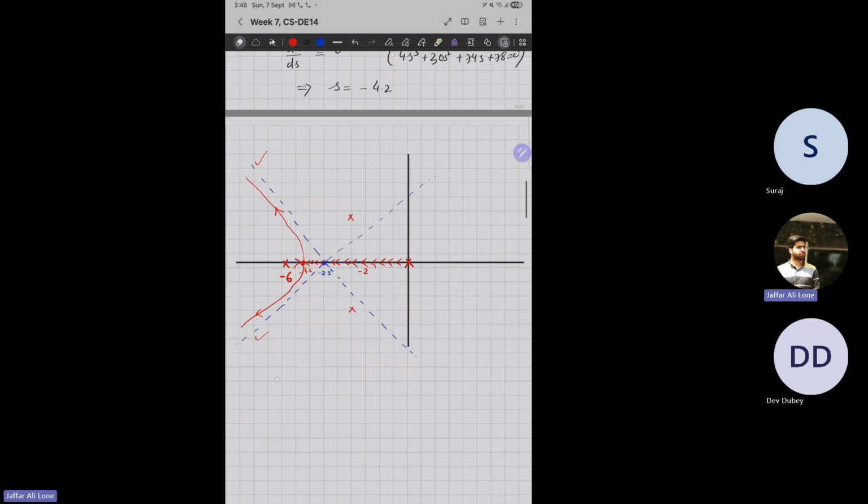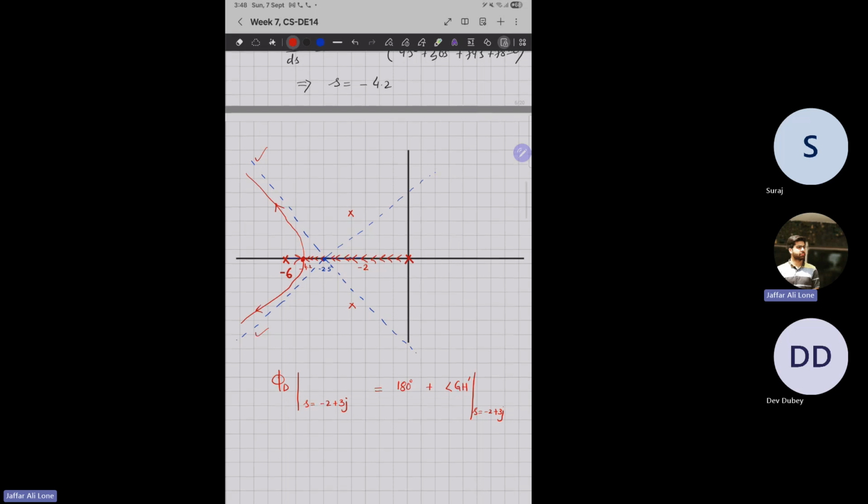So now let's find the angle of departure for this pole, which is minus 2 plus 3j. I told you it is given by 180° plus the angle of GH dash at S equal to minus 2 plus 3j. And how do we find GH dash? We have to remove this minus 2 plus 3j pole from the transfer function, and then we will get the required angle of GH.